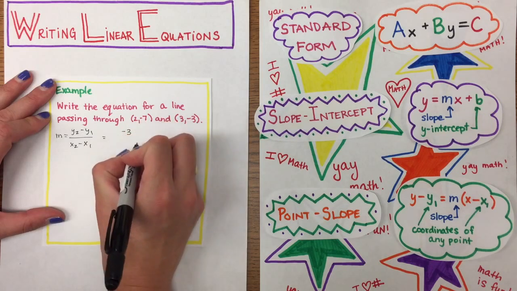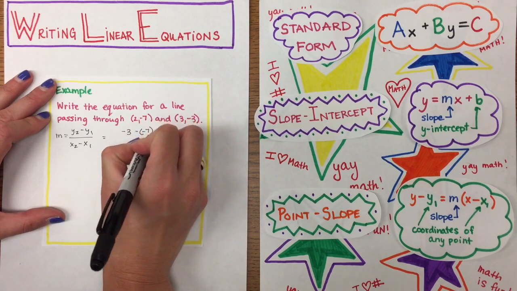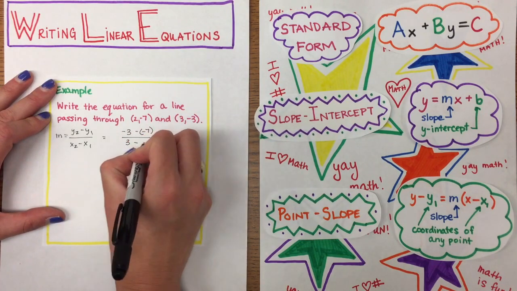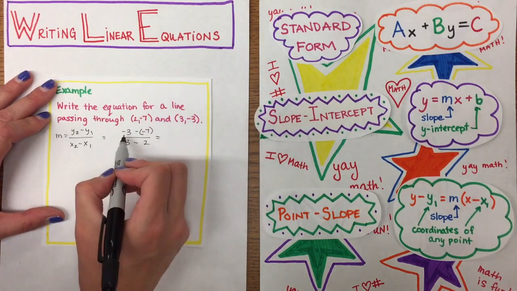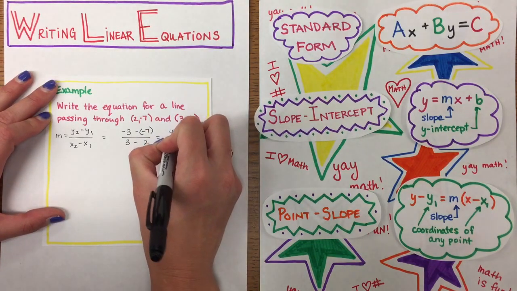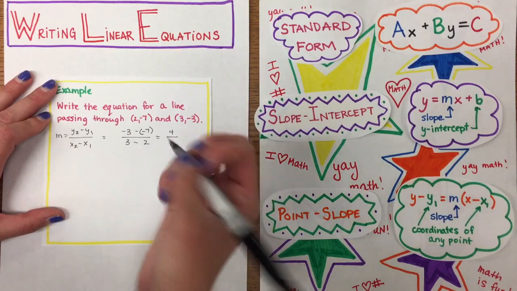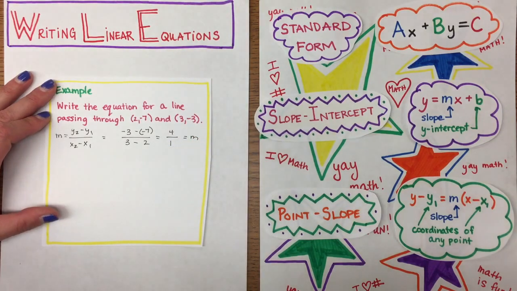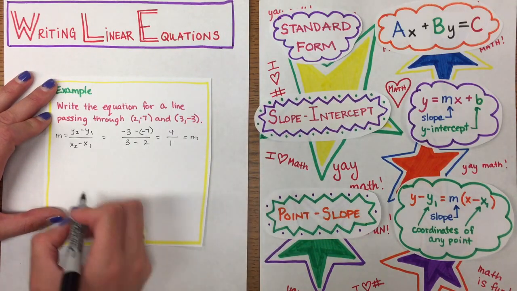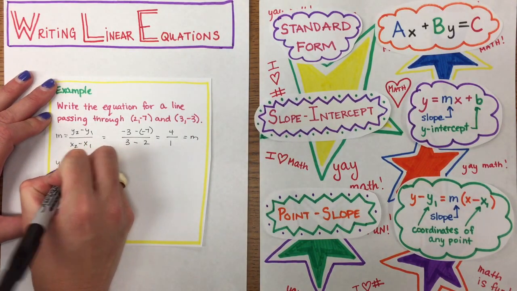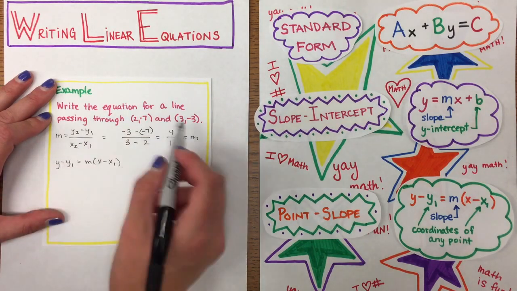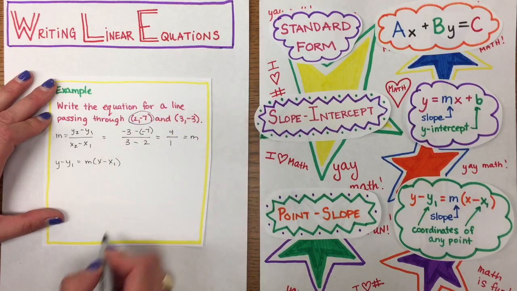So y2 is -3 minus y1, which is -7, divided by x2, which is 3, minus x1, which is 2. -3 minus -7, this becomes plus, is 4, divided by 3 minus 2 is 1. So my slope is 4. I can pick either of these points to write my equation in point-slope form. It doesn't matter which point. I think I'll choose this point though.